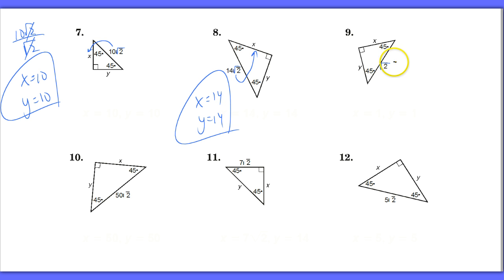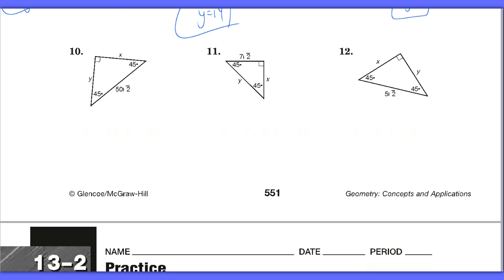And number 9, this hypotenuse is the square root of 2. So once again, we're going from hypotenuse to leg, so we're getting smaller. Divide by root 2. If you take root 2 and divide it by root 2, they would cancel out, which means that x equals really just 1, and y equals 1 as well. Number 10, hypotenuse is equal to 50 root 2. So to go from hypotenuse to leg, we get smaller. We divide by root 2. If you take 50 root 2 and divide it by root 2, you get an x value of 50 and a y value of 50.